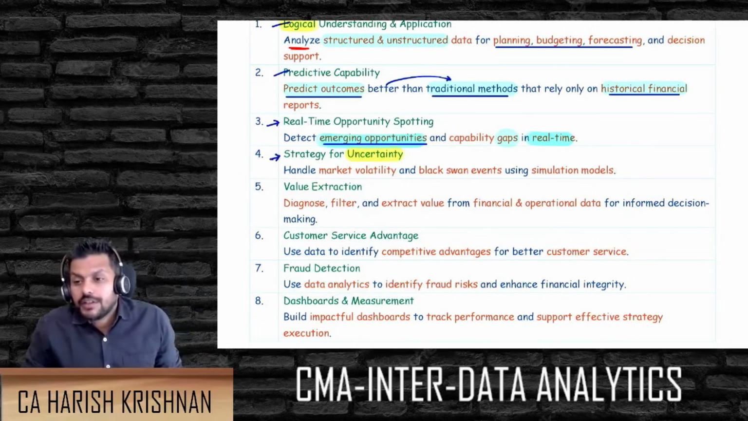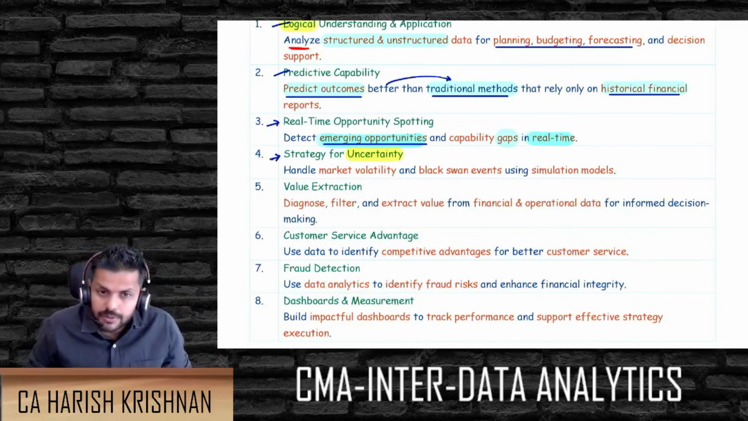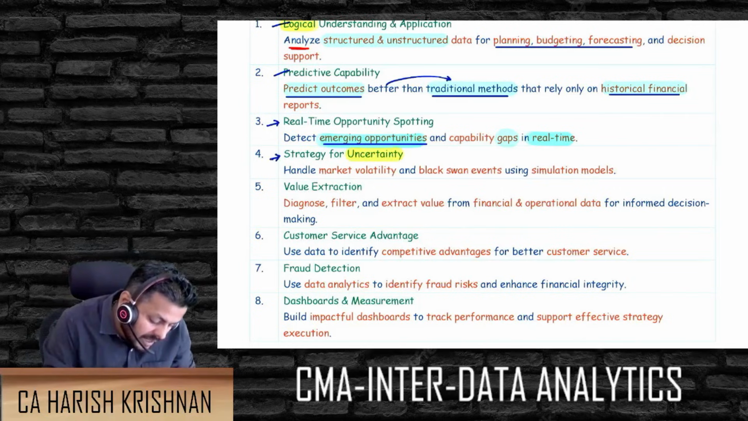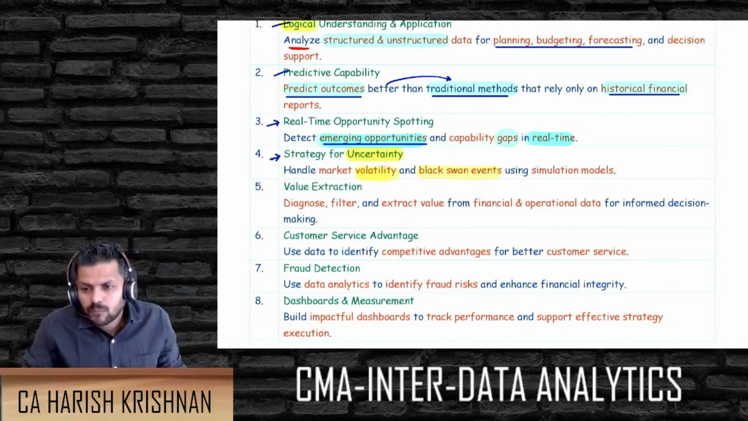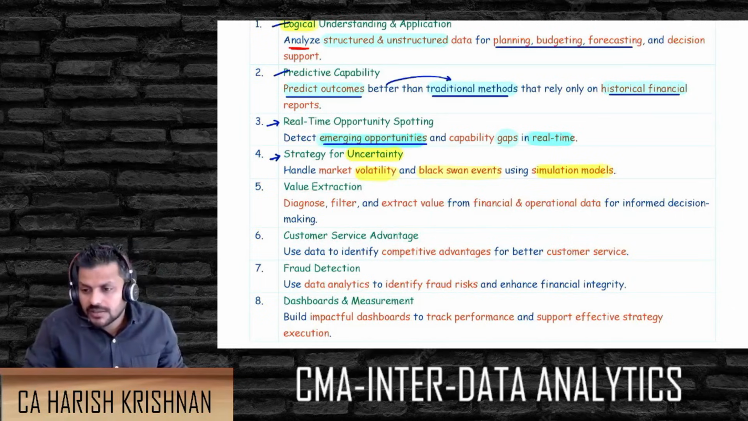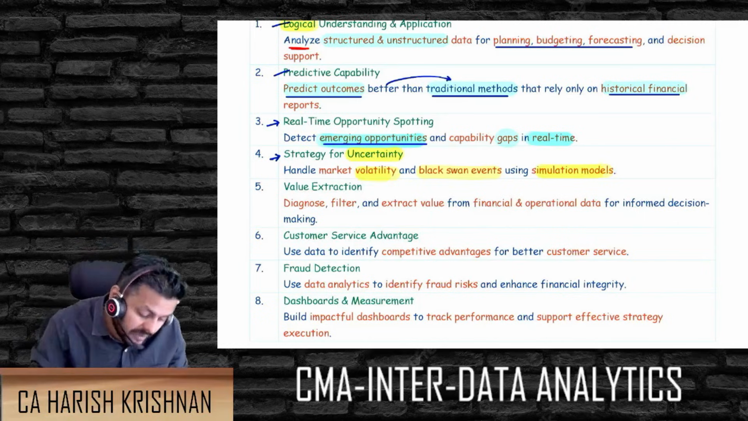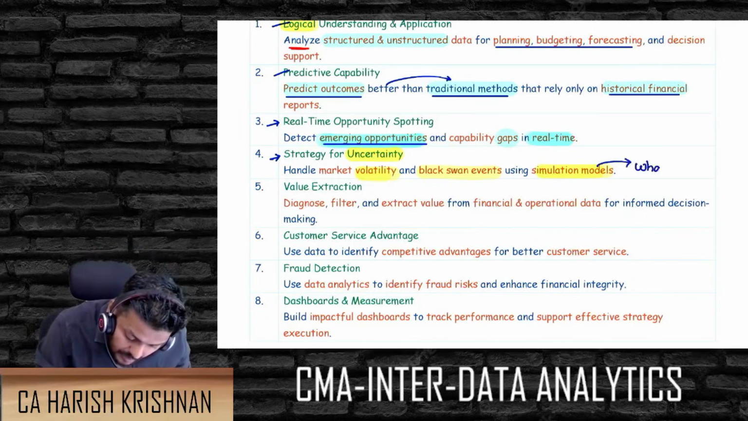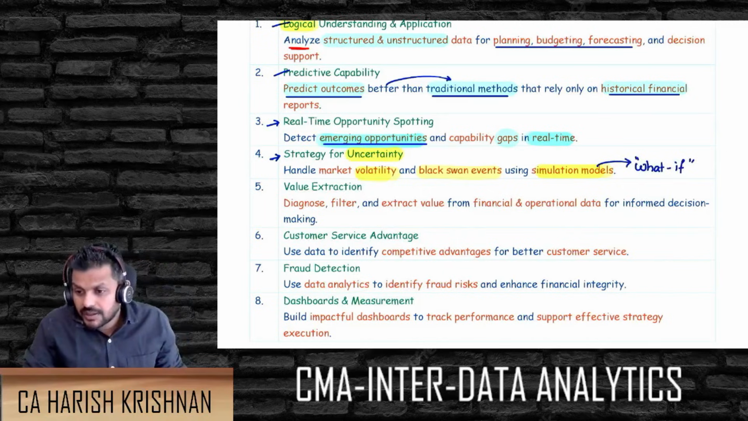What if some uncertainty strikes, right? That is also an important question to answer. So: handling market volatility and black swan events, using simulation models. Simulation models are nothing but simulating different situations, more like, what if this happens and what if that happens. In scenario analysis we have seen something like this. Be ready for what-if situations: if it happens, then what to do.